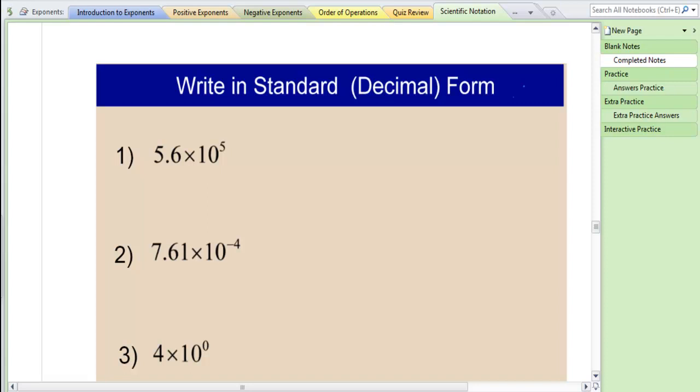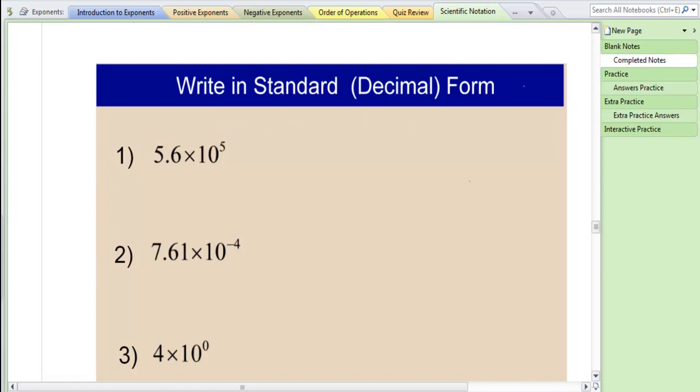Now that we understand how to take a number and write it using scientific notation, we're going to take scientific notation and write it as we normally see a number, which is referred to as writing numbers in standard form or in decimal form. They both mean the same thing. So I'm just going to do some examples and then have you do the same.